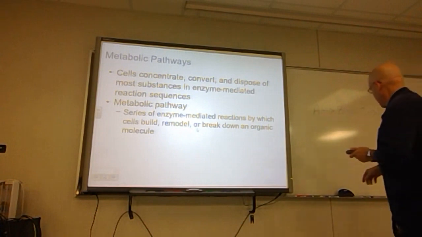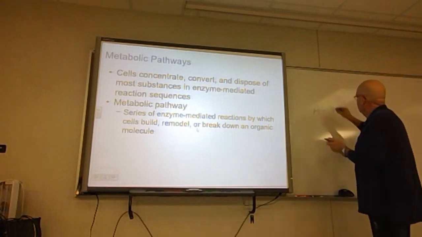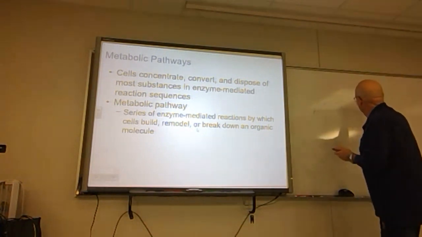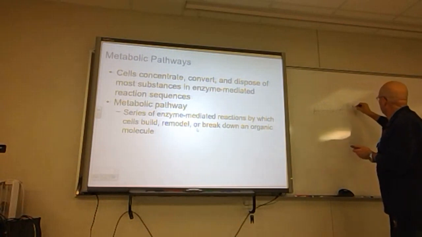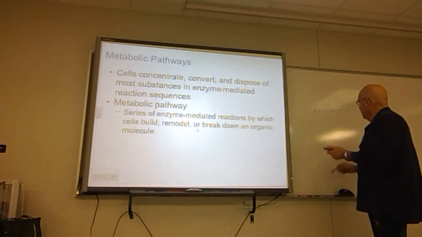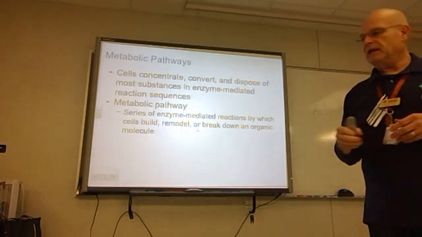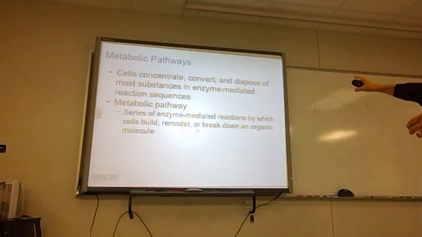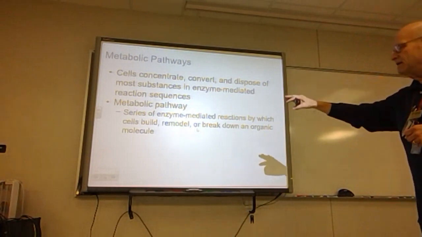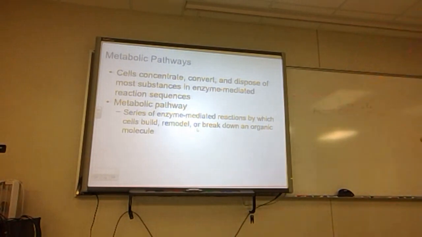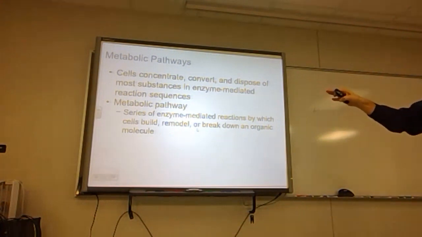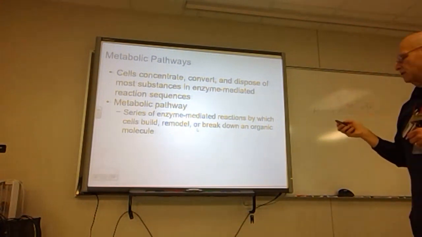Each one of these arrows represents an enzymatically controlled reaction. So if for some reason you don't make enzyme number 1, you never get product B, you never move any further. This is a metabolic pathway, a series of enzyme-mediated reactions by which cells build, remodel, or break down organic molecules.